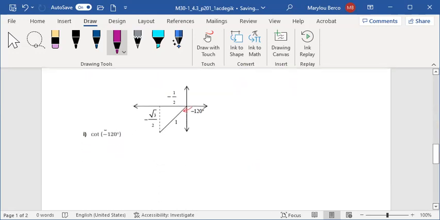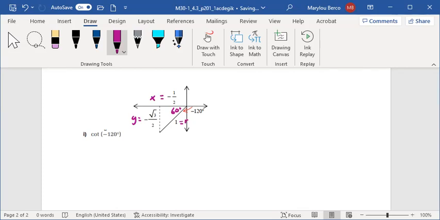Okay, cotangent negative 120. So my reference angle is a 60-degree triangle. So it will be in quadrant 3. My radius is 1. My y value, or opposite, is negative root 3 over 2. And my x value is negative 1/2.